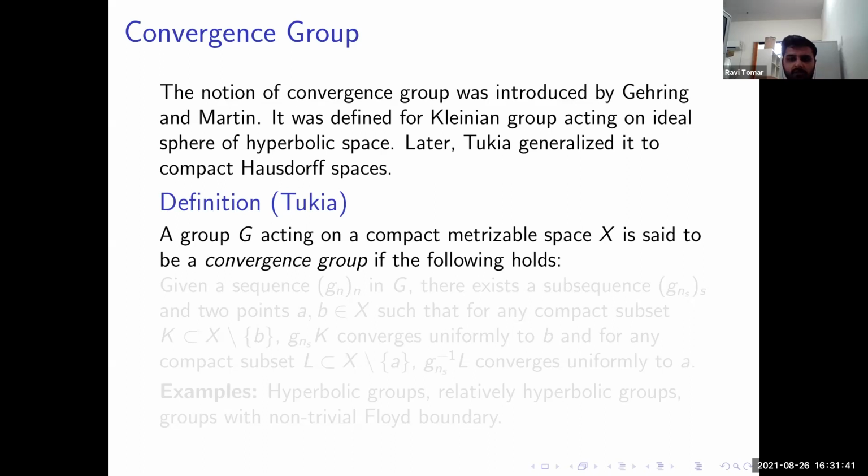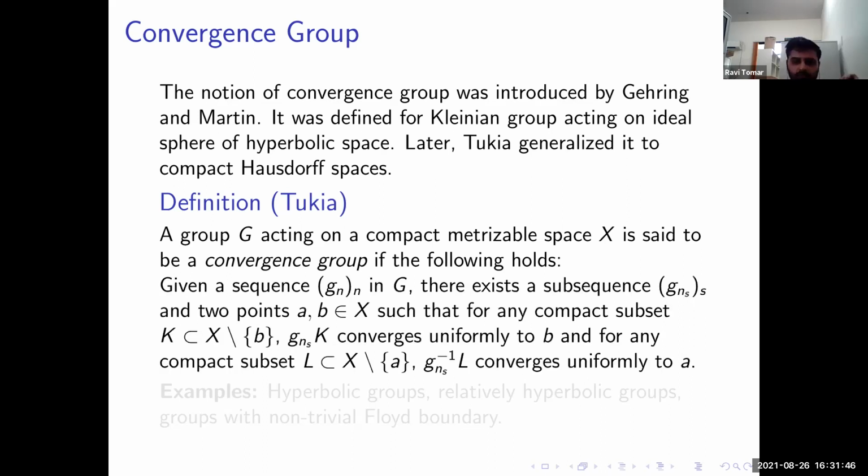if the following holds. Given a sequence g_n of distinct points in the group G, there exists a subsequence g_{n_s} and two points A, B, which need not be distinct, they could be the same, such that for any compact subset K in the complement of B, if we apply this subsequence g_{n_s} onto this compact subset, it should converge uniformly to B, and similarly for the inverse of the subsequence. If you take any compact subset in the complement of A, it should converge to A.